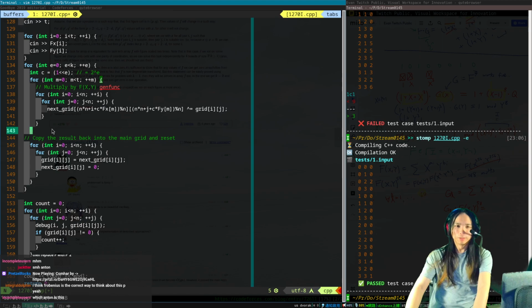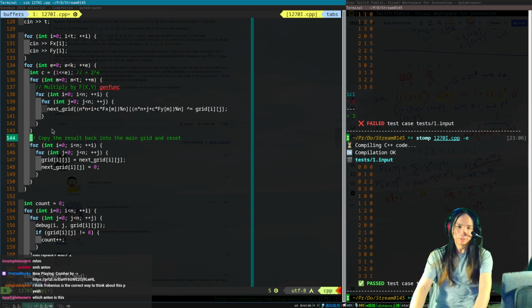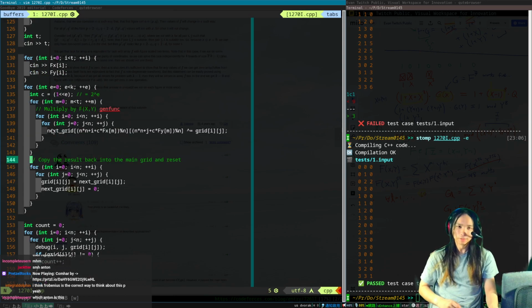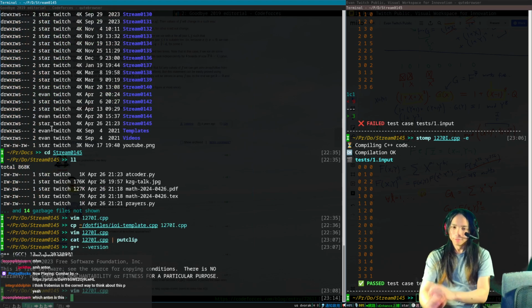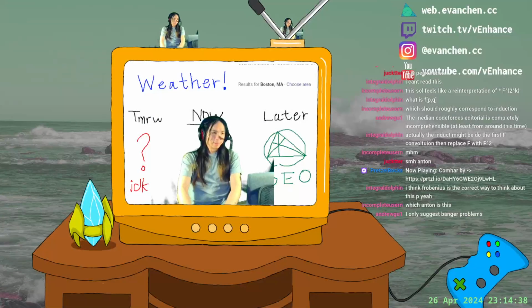Also, this brace is in the wrong place. I have half a mind to resubmit to fix this indentation, but I don't think that's a good use of CodeForces server bandwidth. We'll fix it when we upload this. Okay, alright. Yeah. I only suggest banger problems. Yeah, no, that was a good suggestion. I concede.